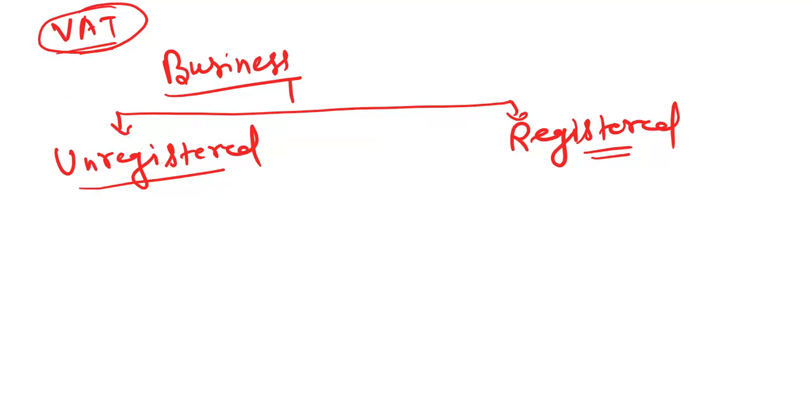When we convert from unregistered to registered, that person will be able to charge VAT from the customer. So we have to discuss only what? Registered business. Okay. Now the point is when any business will be unregistered and when any business will be registered. That we have to discuss.